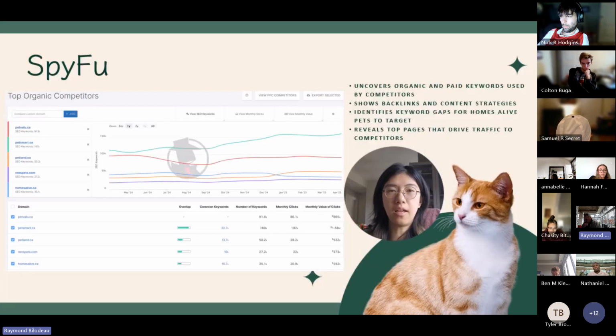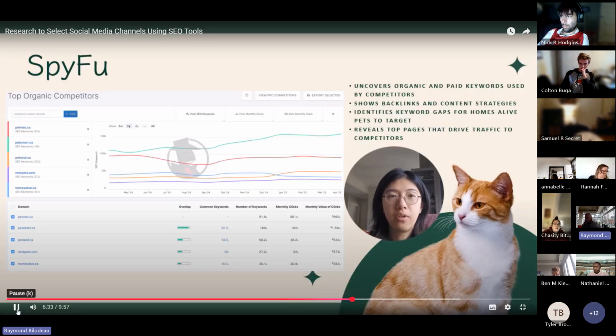For our competitor analysis, we use SpyFu, a powerful SEO tool that lets you research competitors' keywords, both organic and paid. So again, they're using SpyFu. You may or may not have access to some of these tools because some of them are behind a paywall. If you don't have access to it, move on to a different one.